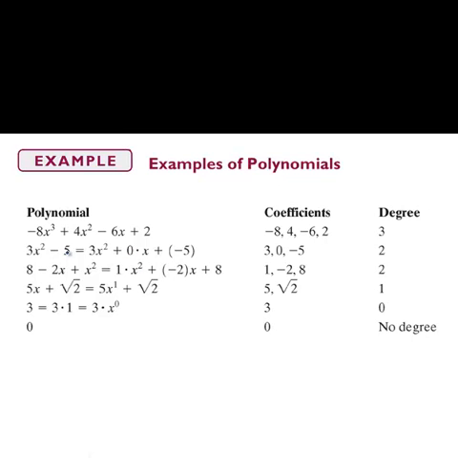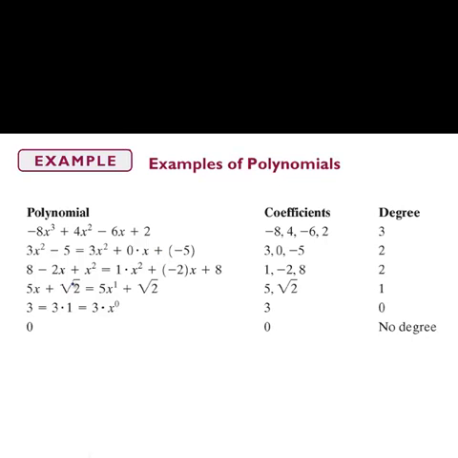Also recognize that when you have a subtraction of a term, that's really just adding the negative of that number. So when you have minus 5, think about that as plus negative 5. Or if you have 8 minus 2x plus x squared, you can rearrange it so the terms are in descending order by degree. Think about that x squared as 1 times x squared plus negative 2x plus 8, where the leading coefficient is 1 and the degree of the polynomial is 2.